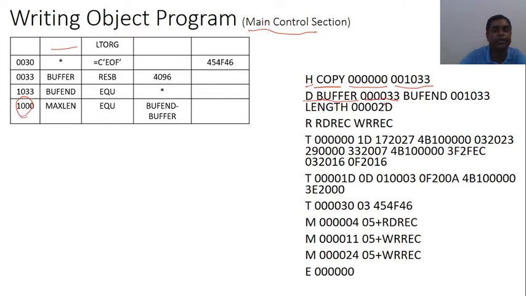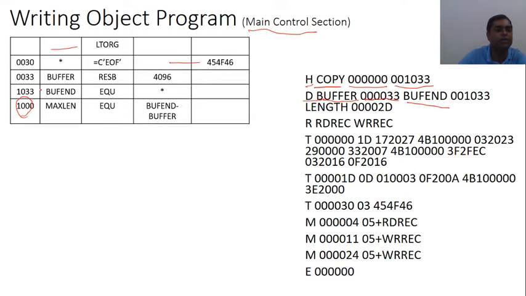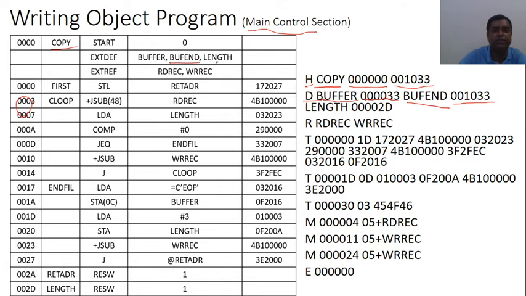000033, this one. Then the next symbol is what? BUFFEND in EXTDEF. Then what is the address or value corresponding to BUFFEND? That is 1033. So it is written here 001033. The next symbol in EXTDEF is LENGTH, this one. Then what is the address corresponding to LENGTH? That is 002D. You can see here 002D. So it is written here 00002D. This becomes our define record.